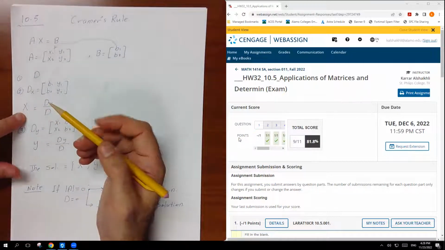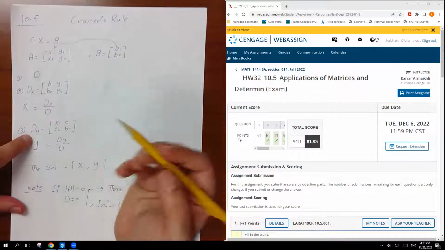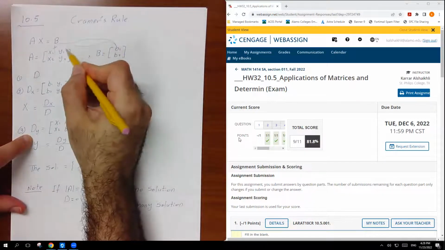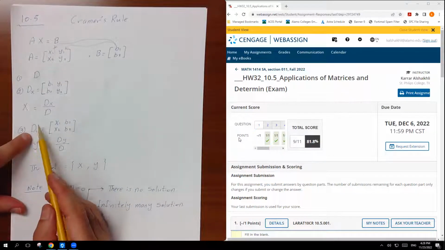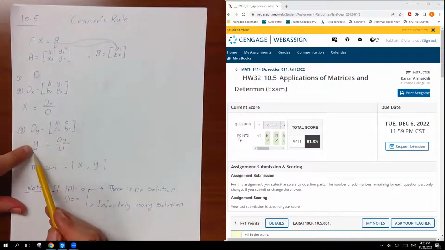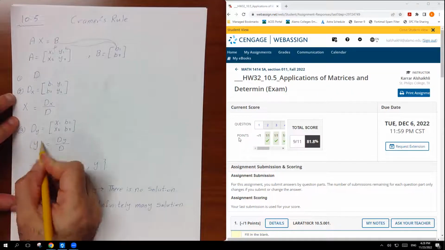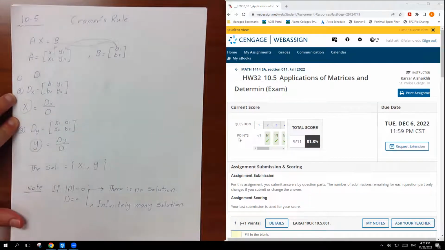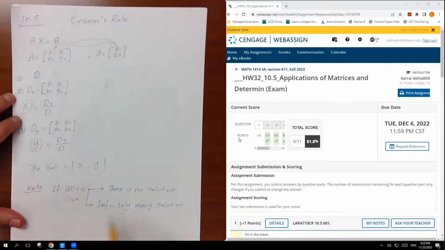Then x is going to be equal to dx divided by d. For dy, we're going to substitute b for the y column, so b1, b2, then find the determinant for this matrix, and y is going to be dy divided by d. That means the solution is going to be x and y. So these two coordinates are going to be our solution. If the determinant of the matrix A equals 0, that means there is no solution or infinitely many solutions.